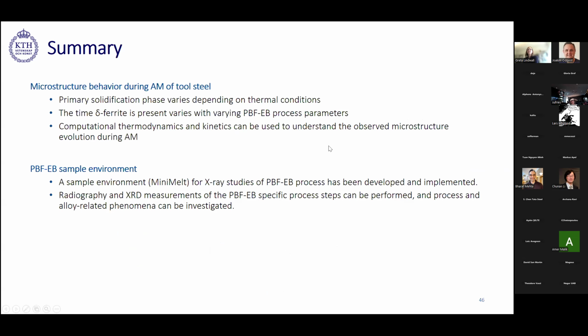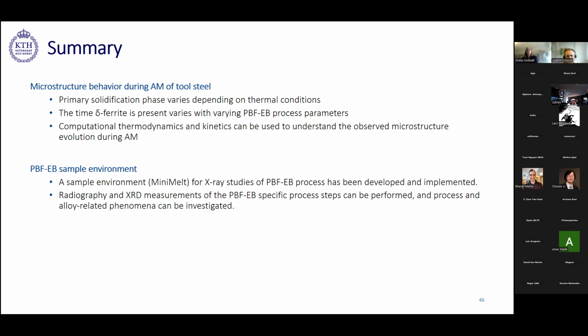This was what I had planned to present today. So to summarize, we could see that the primary solidification phase varies depending on thermal conditions, and that we have delta ferrite as the first primary phase if we process at conditions typical for electron beam powder bed fusion, but in laser powder bed fusion it's suppressed, and we have austenite as the first solid phase. And then we can conclude that we can use these computational thermodynamics and kinetics tools to understand what we see in these AM structures.